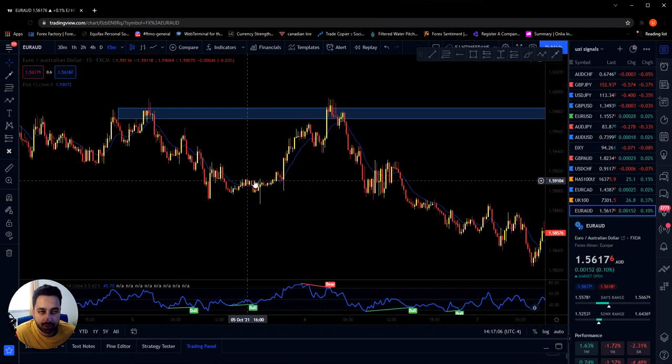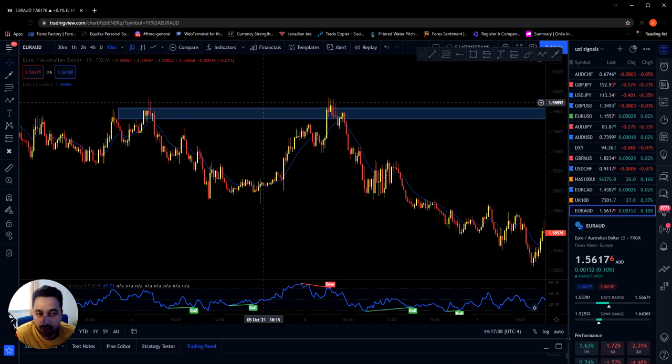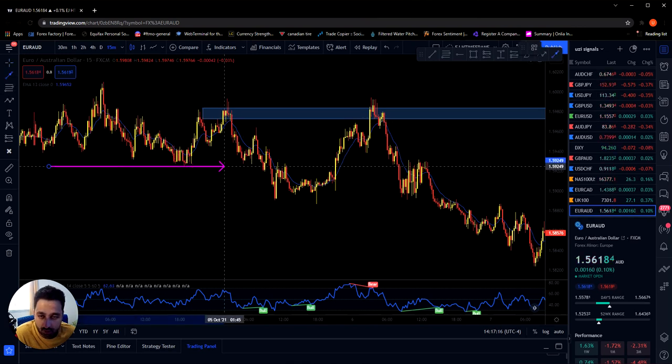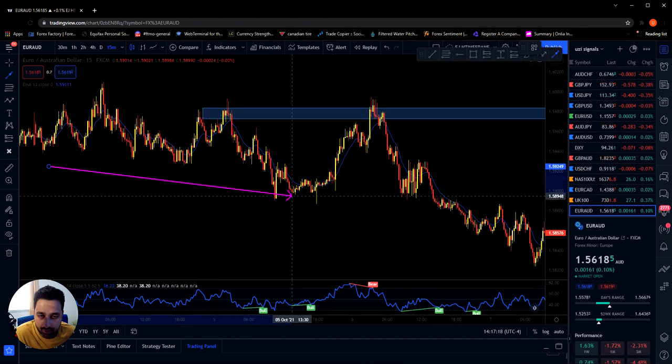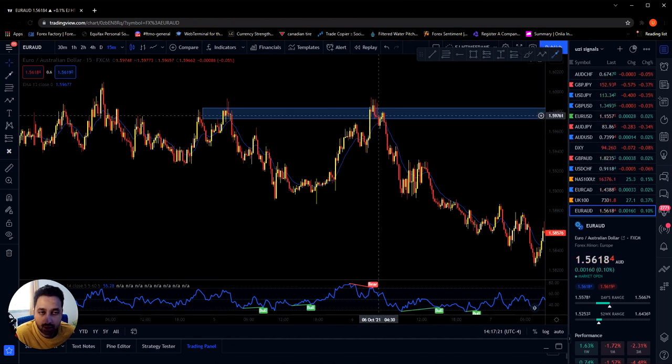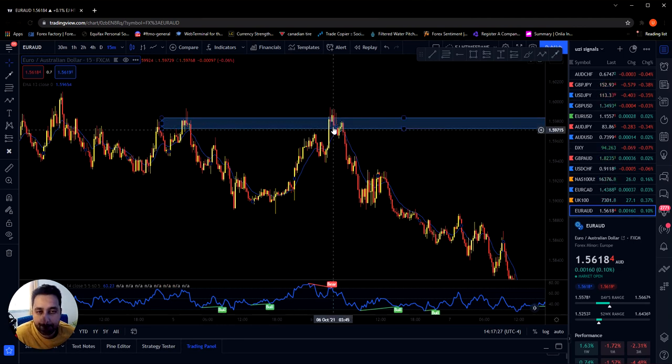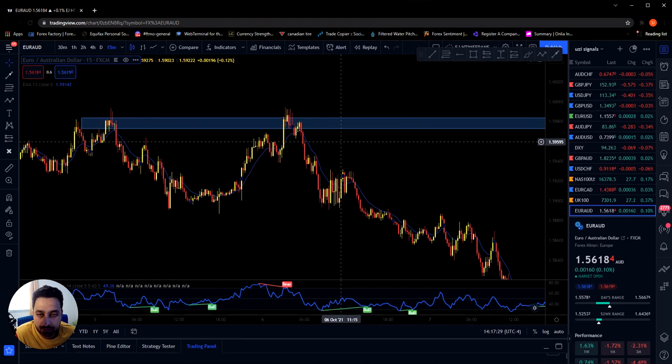There's so many examples to show. I don't even know what to do here. Again, this is the impulsive leg that broke all of the structure to the left-hand side. This is all structure right here. This is all structure being broken by this leg. Push back in. Depending on how we drew the zone, we kind of wicked a little bit up, right?